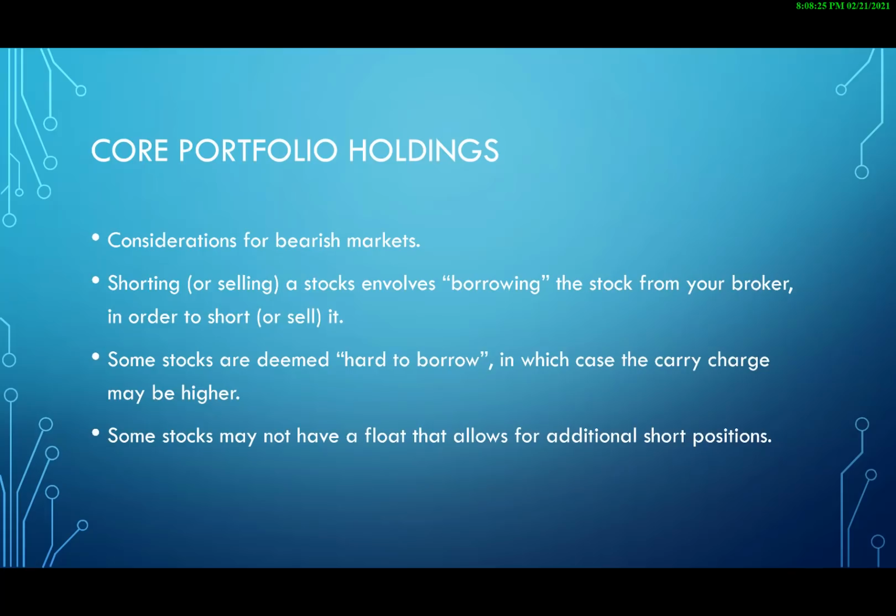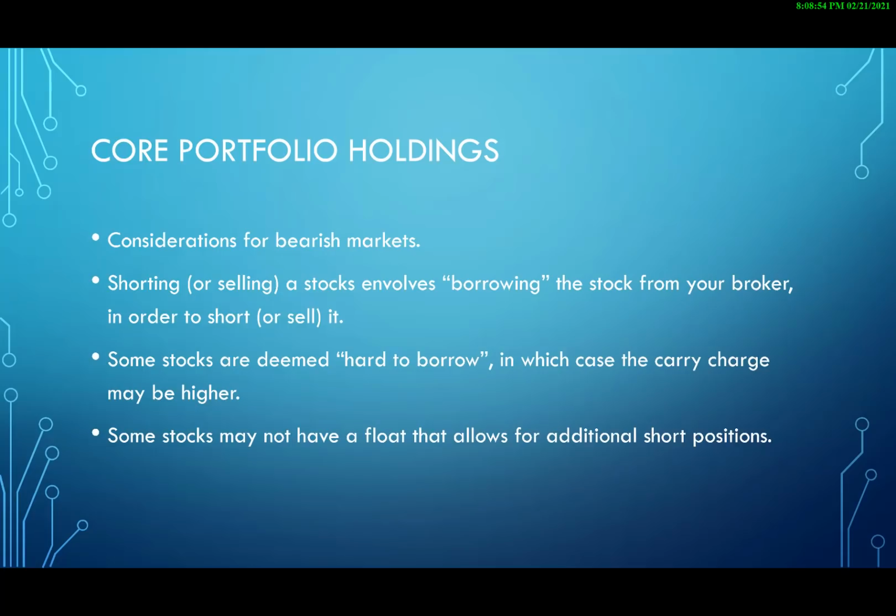So our core portfolio holdings, again, considerations for bearish markets. One thing to keep in mind, we've been in a bullish market for a very long time. And guys, bear markets come. Bear markets will be part of this system. And they could last for years. Bear markets don't just go away in a 2 or 3 month period of time. They can last for years, just like bull markets can. And so, some of the considerations for bearish markets.